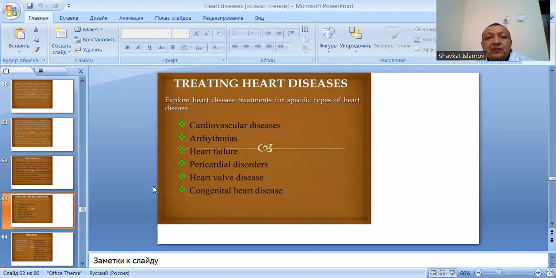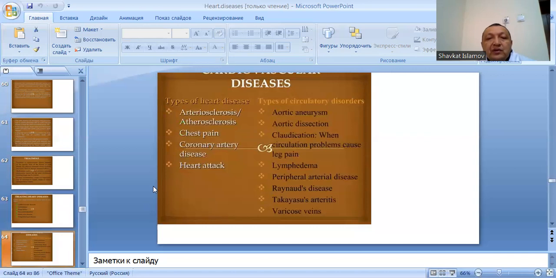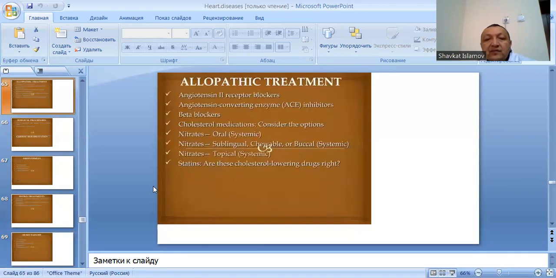Treatment. Treating heart disease, cardiovascular disease, arrhythmia, heart failure, pericardial disorders, heart valve disease, congenital heart disease. Types of heart disease: atherosclerosis, angina, coronary artery disease, heart attack. Types of circulatory disorders: aortic aneurysm, aortic dissection, claudication, vein circulation problems, lymphedema, peripheral arterial disease, Raynaud's disease, temporal arteritis, varicose veins.